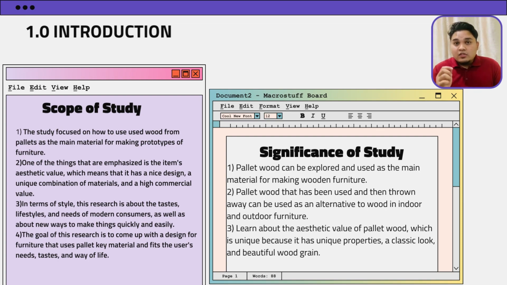And the last one, for the significance of study, is we can learn also about the aesthetic value of pellet wood, which is unique because the wood pellet has a unique property, a classic look, and beautiful wood grain. I think that's all for my presentation. That's all for me. Thank you.